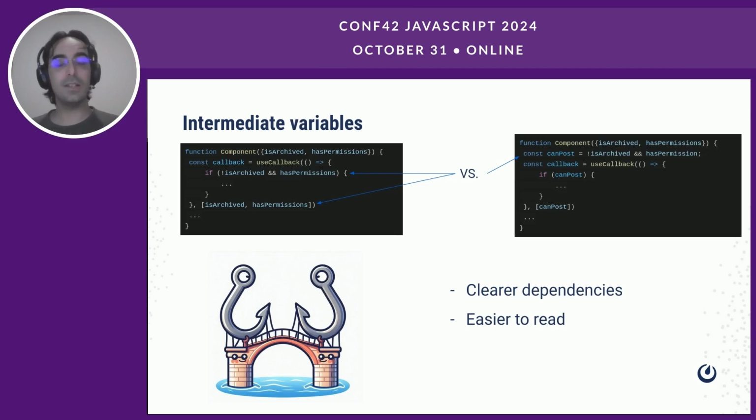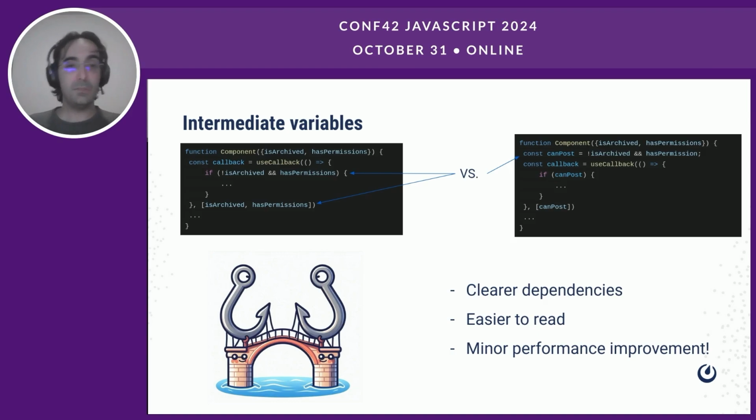And it's easier to understand that this callback is only called if you can post, instead of it's only called if it's not archived and has permissions, and I don't know what that means. And of course, you get a minor performance improvement because the callback is only recalculated when canPost changes, not whenever archived or has permission changes, even if the result is the same.